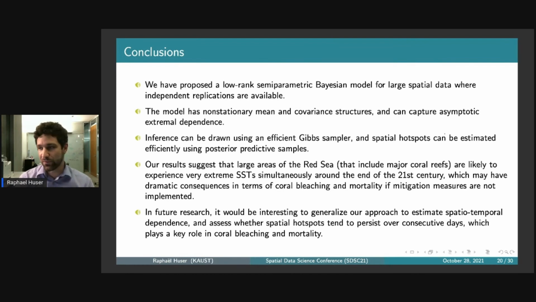So in future research, it would be also interesting to generalize this modeling approach in order to capture space and time dependence in order to assess whether these hotspots, in fact, can persist over time, over consecutive days. So this is something we have not done, but we know it's really important for coral bleaching. So that's really something that we want to study next.